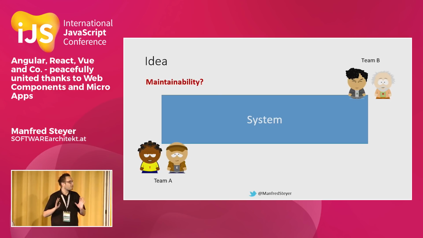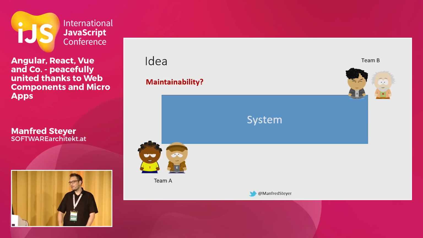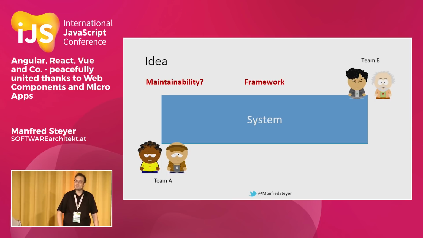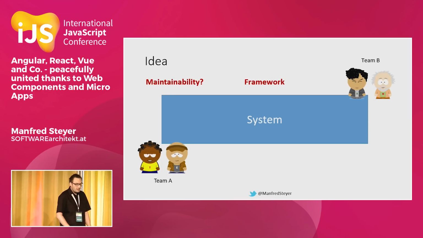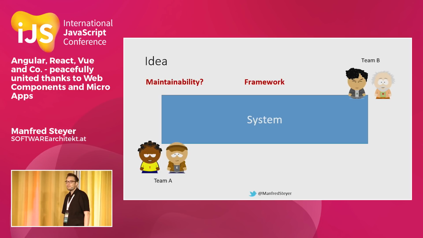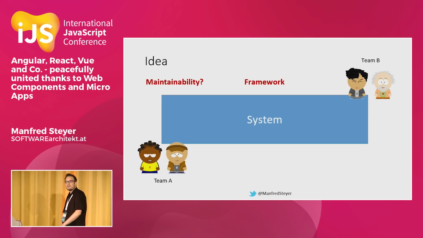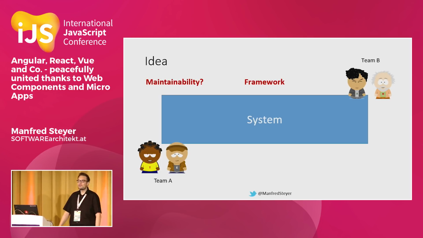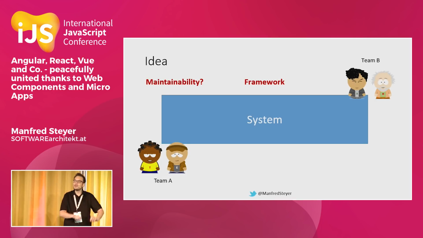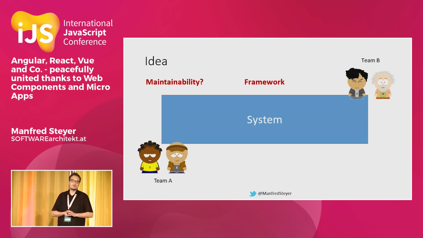Another drawback of this big system is that we have just one framework. We cannot change frameworks, we cannot change technologies in the run of the next 10 or 20 years. No one knows what happens in 10 years. No one knows if there is a better framework for the use case we have to implement in 10 years. So it would be nice to have more flexibility here.